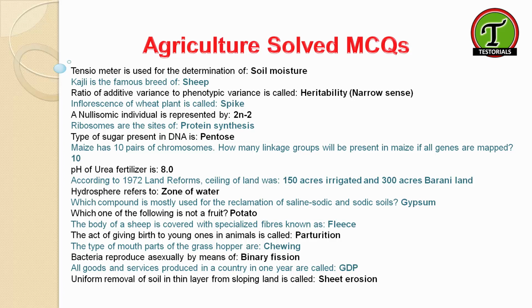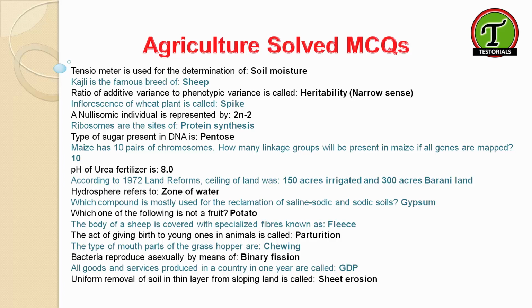188. Maize has 10 pairs of chromosomes. How many linkage groups will be present in maize if all genes are mapped? 10. 189. pH of urea fertilizer is 8.0. 190. According to 1972 land reforms, ceiling of land was 150 acres irrigated and 300 acres Barani land. 191. Hydrosphere refers to zone of water.